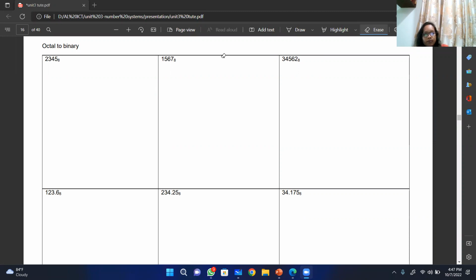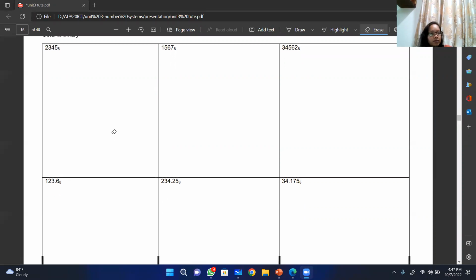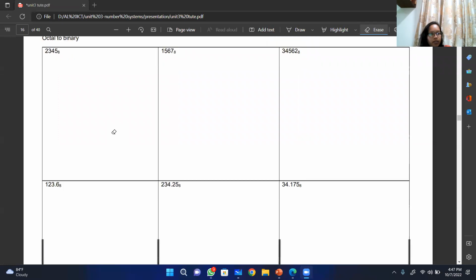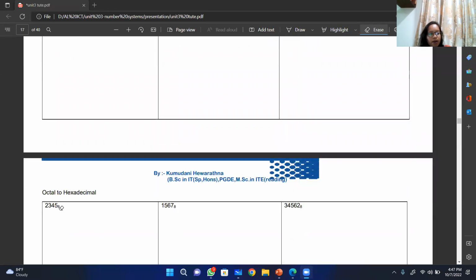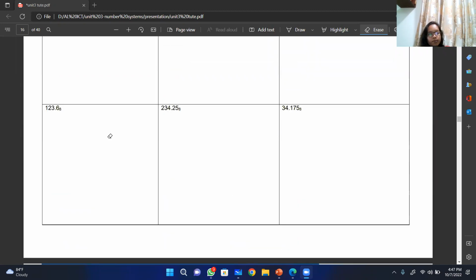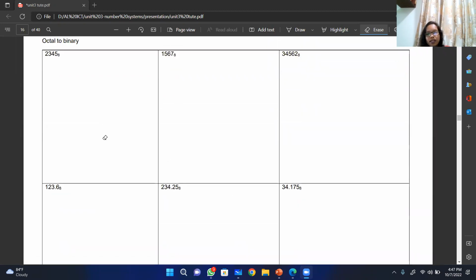Shivani, are you here? Then can I move to this part? Octal to hexadecimal one today. Can you manage this one? Did I discuss this one last time? Octal to binary. Just please check with your note. Page number 16.